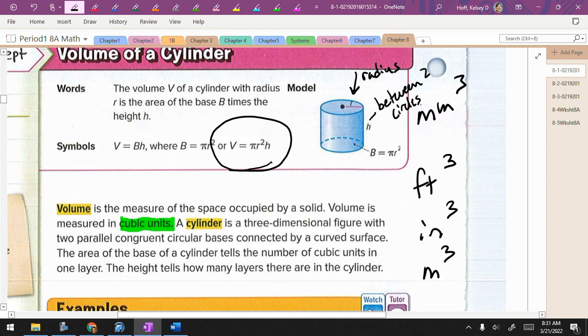A lot of times people want to say it's how tall the cylinder is. But if I say this marker is a cylinder, if I lay it on its side, your height isn't how tall it is. It's the distance between your 2 circles. So that's what you have to remember there.